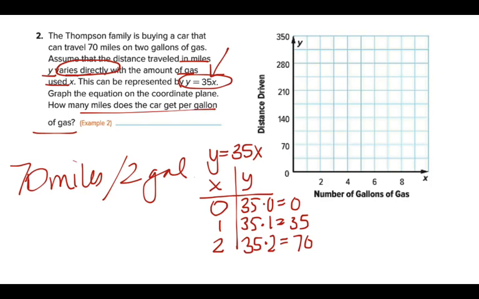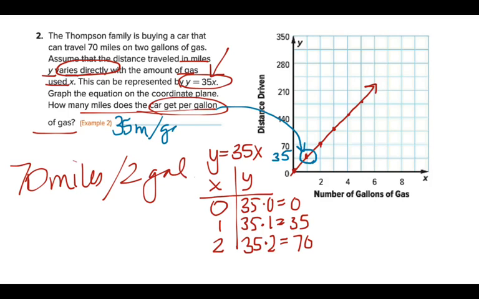Okay, and so my points would be 0, 0, 1, 35, 2, 70, and if you notice, there's a pattern here that I can just continue, and I have a line. That's it. Okay? Then it says, how many miles does the car get per gallon? So per gallon is 1 gallon. So for that, I could either look at the graph and say, okay, per gallon is right here. And this point is at 35 on my graph, which would mean 35 miles per gallon. Or I could have looked at my table and said, well, x is gallons. If x is 1, y is 35. 35 miles per gallon.